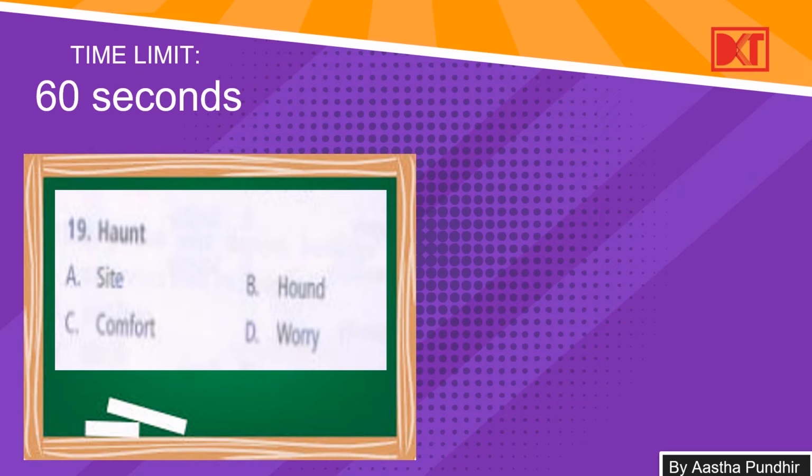Okay, so here the word is haunt, and the options are A sight, B hound, C comfort, D worry. Now here the answer is C comfort. Haunt means something that haunts you, in the sense something that scares you, something that you are scared of. Whereas comfort is the antonym, which means something that you're comfortable in, something that eases you and looks pleasant to you.